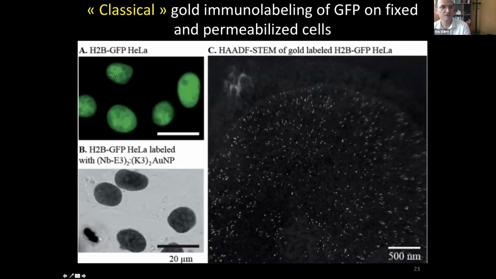You can see the histone H2B that is fused to GFP. So this is the classical gold immunolabeling with over-amplification of the silver. And if we do just a mild amplification, you can really see the gold particles within the cell nucleus.